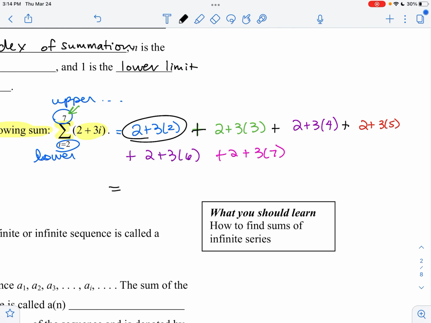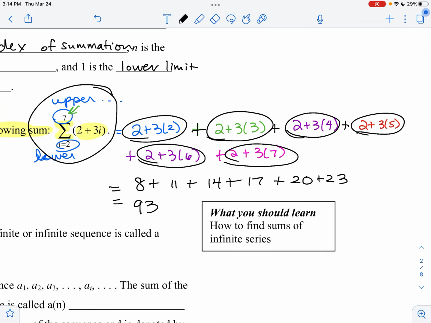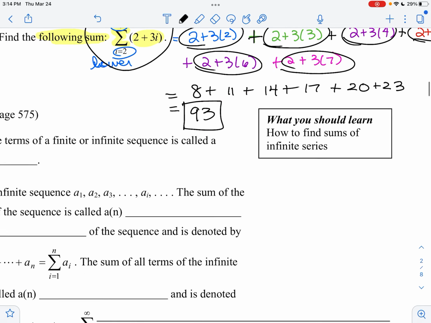So this is going to give us 2 plus 6 is 8. 2 plus 9 is 11. 2 plus 12 is 14. 2 plus 15 is 17, 2 plus 18 is 20, and 2 plus 21 is 23. Add that all up, and we get 93. So the summation of this equals 93. Almost done.